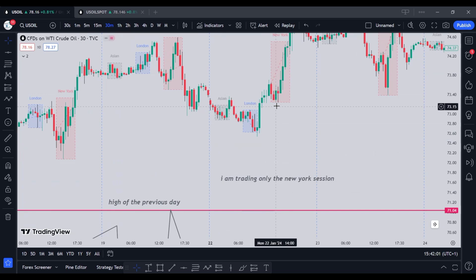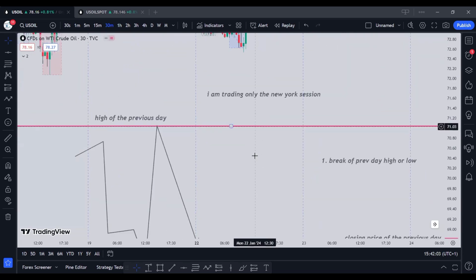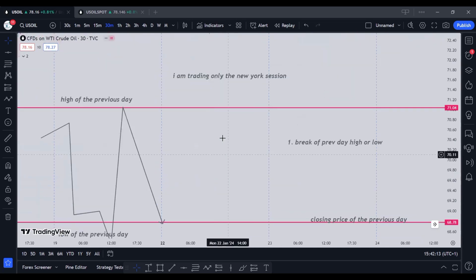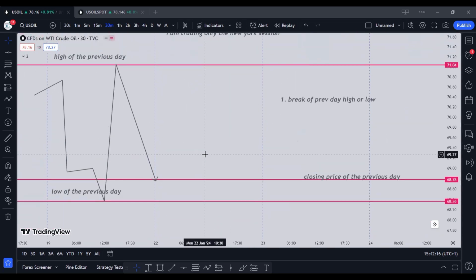14 o'clock, right? So that first hour is not really the New York session. You can see this is the New York session right here. This manipulation is the New York session, and we bought. So I'll explain to you guys when we get to the chart. But for now, just understand the patterns I'm looking for: break of the previous daily high or low.